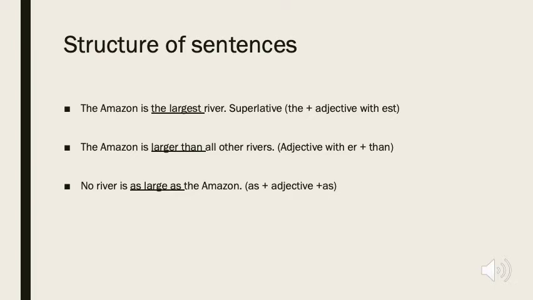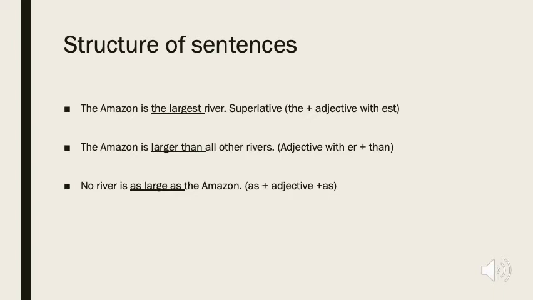A sentence in which the superlative form of the adjective is used will have the structure: the definite article the plus the adjective with its est or superlative form. For example, the Amazon is the largest river. Largest is the adjective in its superlative form, and it is always preceded by the definite article the. The Amazon is the largest river.